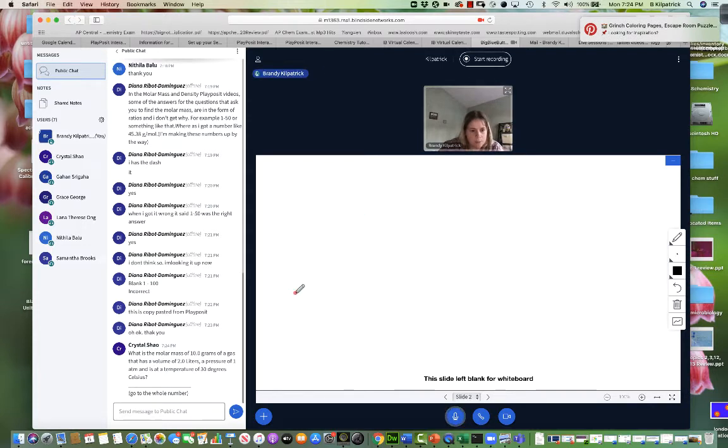Okay, so what is the molar mass of 10 grams of a gas that has a volume of 2 liters, a pressure of 1 atmosphere, and a temperature of 30 degrees Celsius? When we're looking at that question, the first thing I like to do, I do this every single time, is pull out the information that was given to me. So molar mass is what we're looking for.